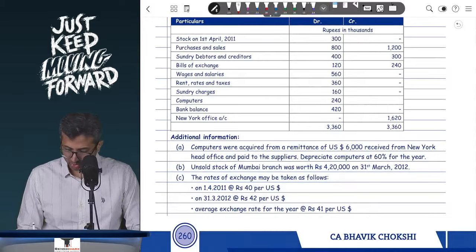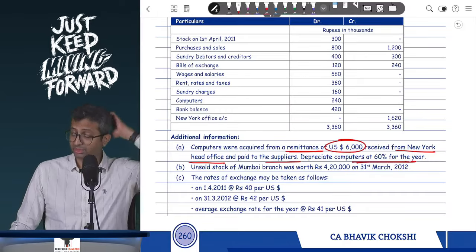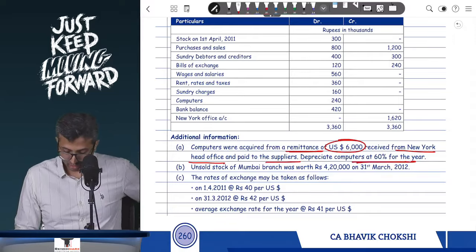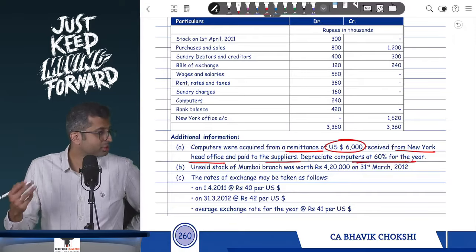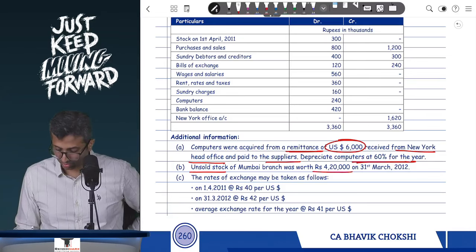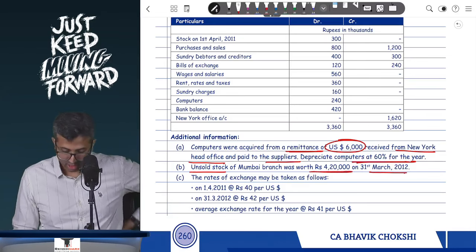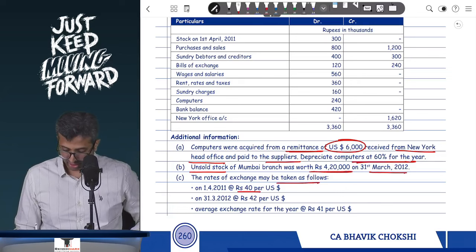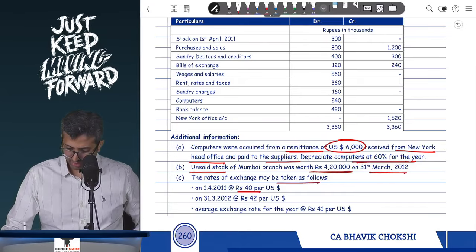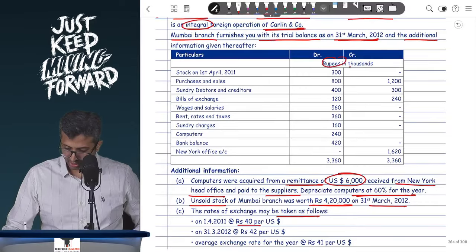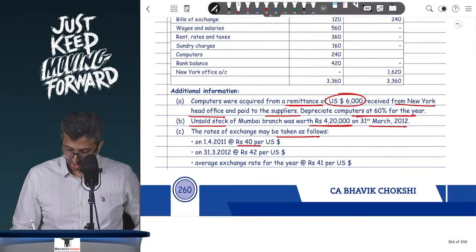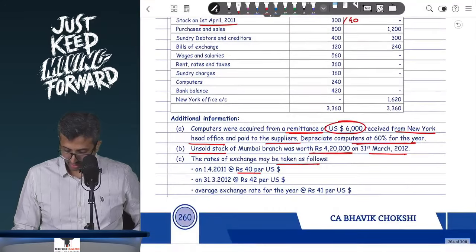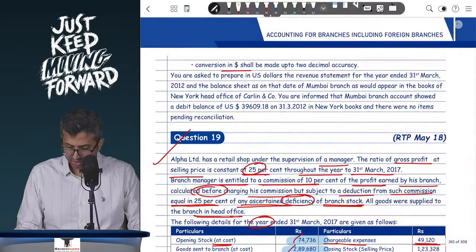Computers were acquired from a remittance of $6,000 received from New York and paid to the suppliers. Depreciate computers at 60%, so maybe depreciation is still pending. But this is the actual amount for the computers, the historic amount. Unsold stock in Mumbai was 4,20,000. This is the closing stock. Rates of exchange may be taken as 40 at the start. This is in rupees, so this is divided by 40. Stock at the beginning. Then at 31st March, 42, and the average rate is 41. Conversion in dollars shall be up to 2 decimals.